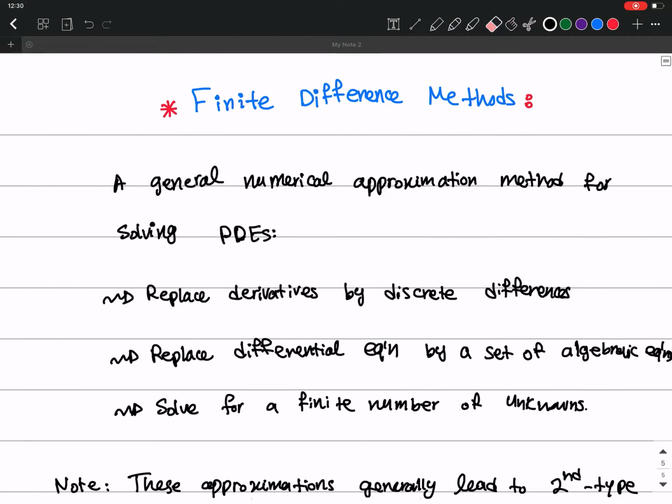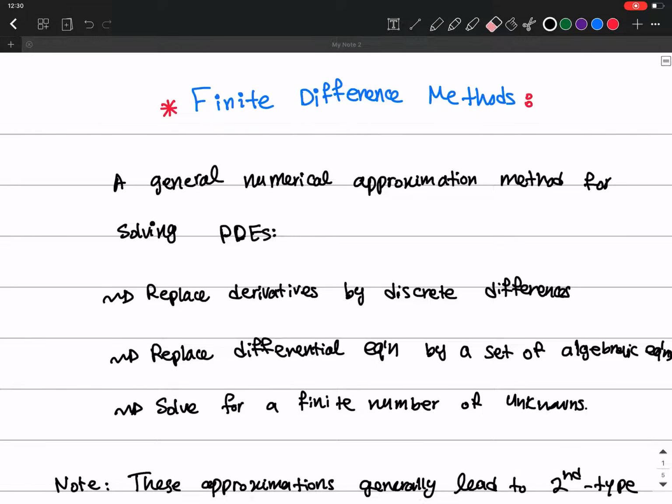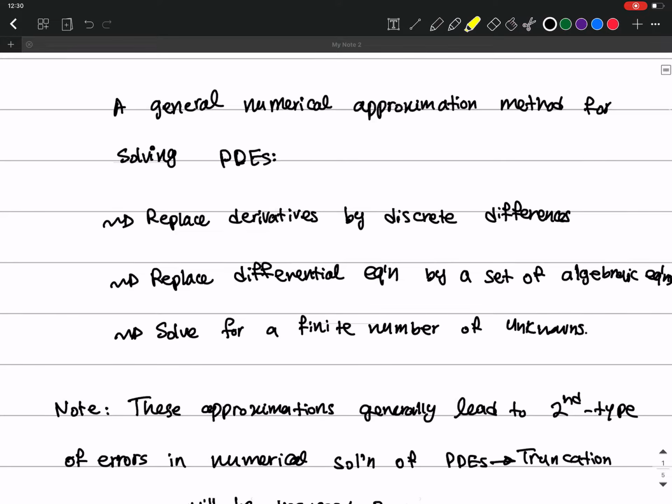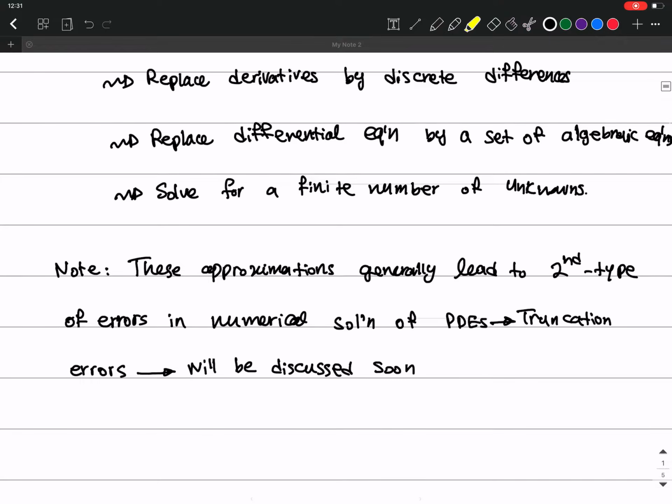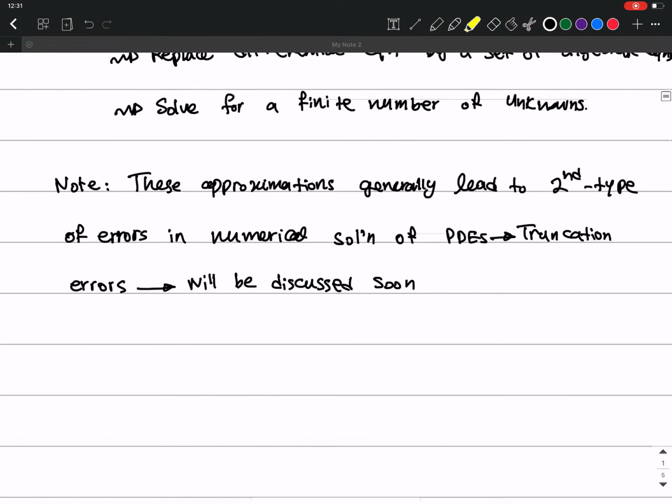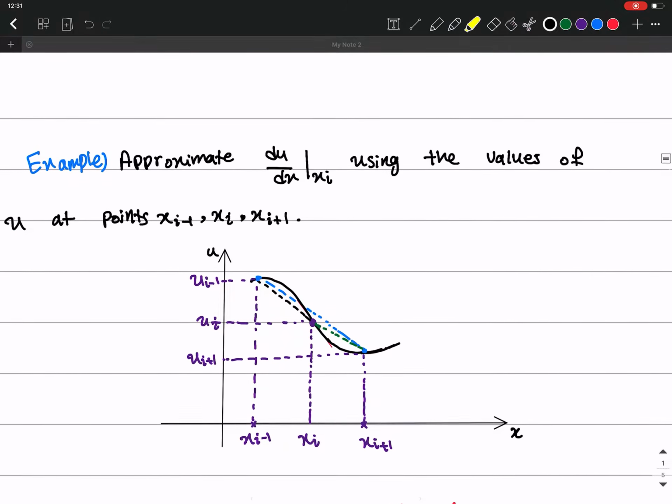So let's have a brief review. The finite difference method is a general numerical approximation method for solving PDEs, and the approach is that we replace the derivatives by discrete differences. We replace the differential equation by a set of algebraic equations, and then we solve for a finite number of unknowns in the problem. This is the general approach that we will see more clearly in the next lectures. These approximations generally lead to a second type of error in the numerical solution of PDEs, known as truncation errors, as we will discuss soon.